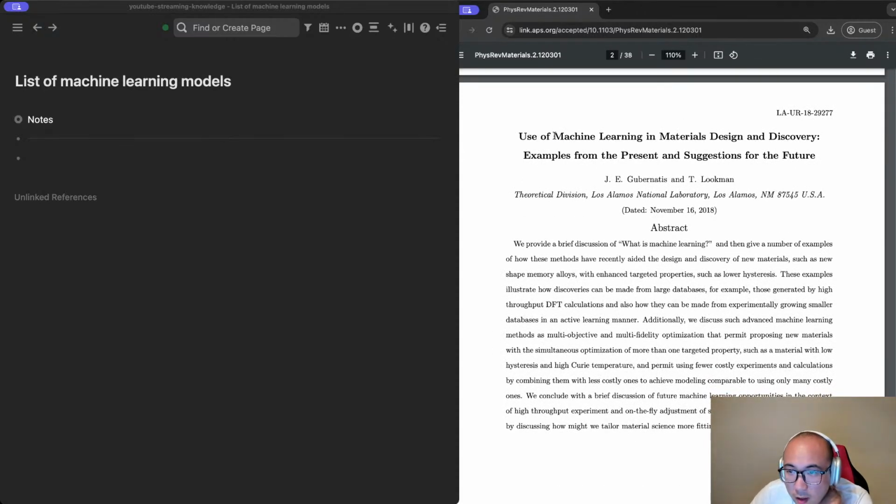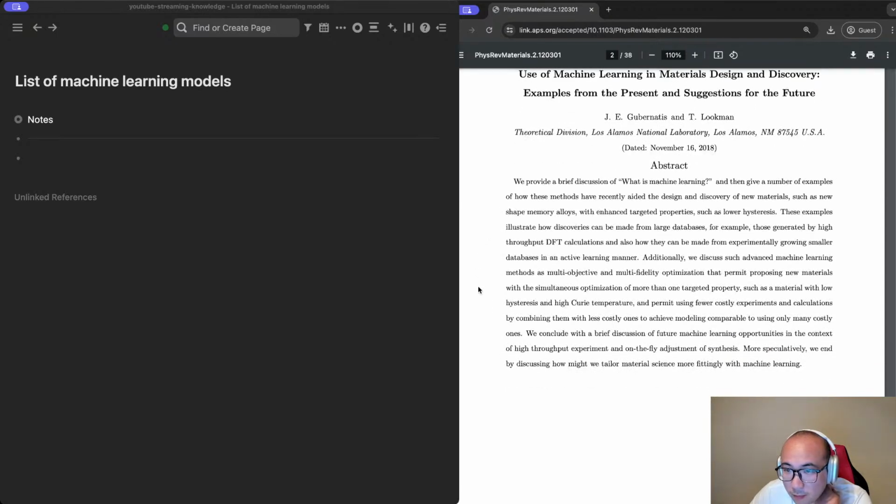Use machine learning in materials design, giving a number of examples from large databases, for example those generated by high throughput DFT simulations. Okay.